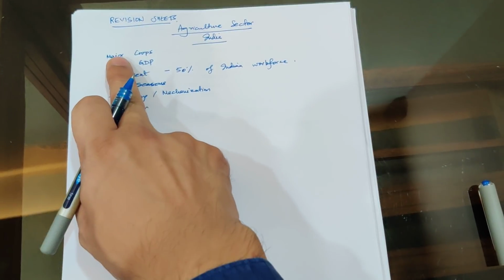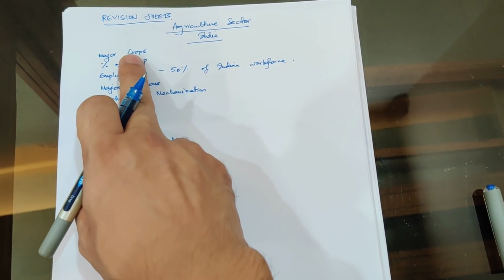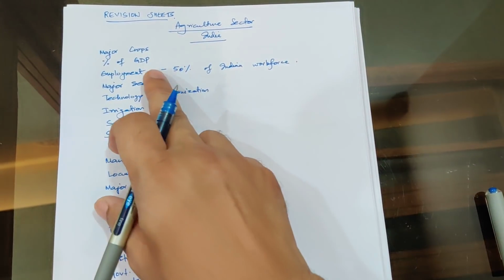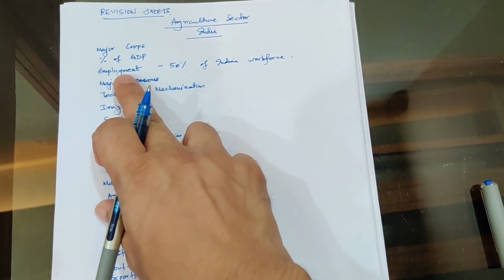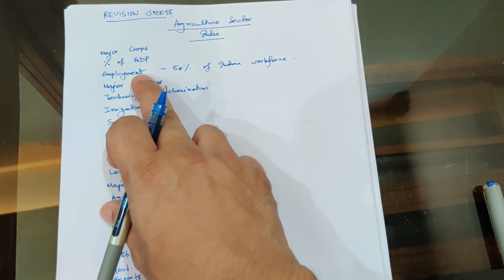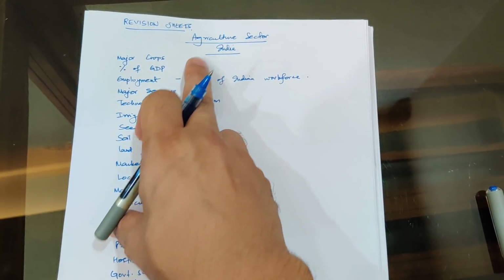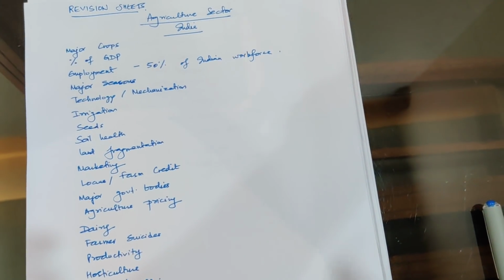So for agriculture, you need to know what are the major crops in agriculture, what percentage of GDP is the agriculture of the Indian economy, how much employment does it provide to the Indian workforce, what are the major seasons of agriculture in India, and what are the major crops that come in these seasons. You can also have that information.